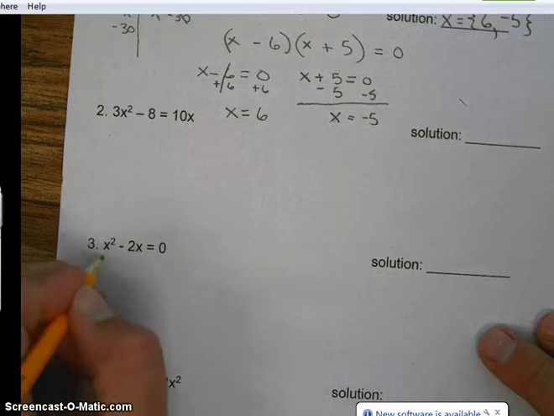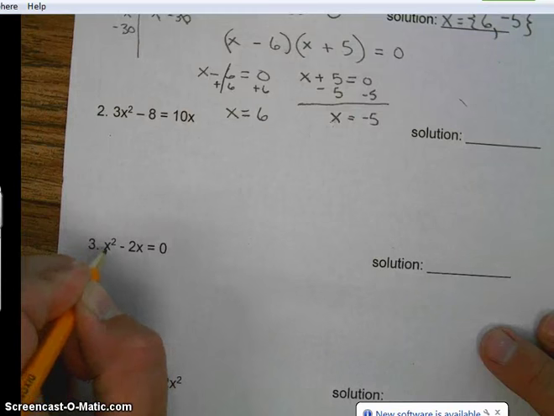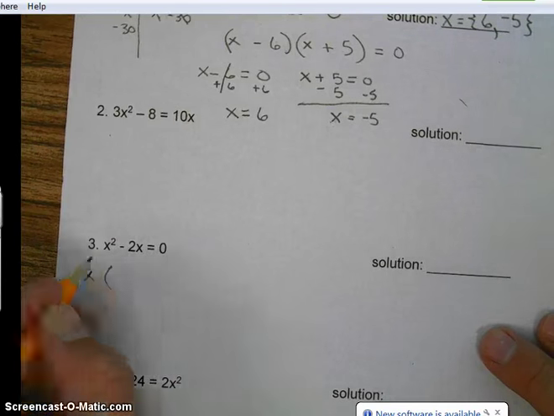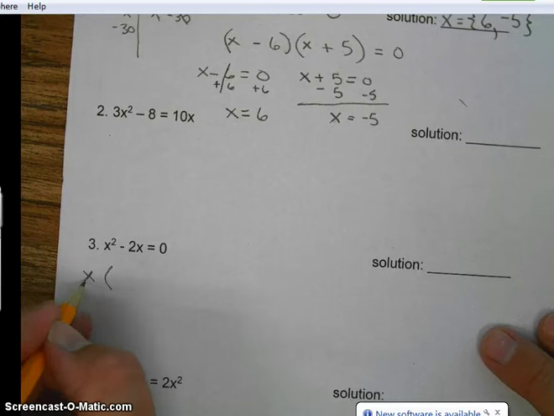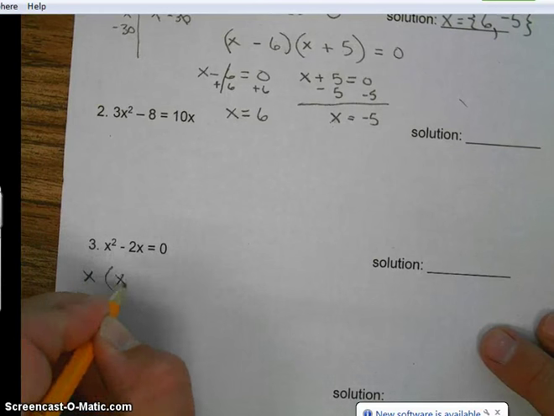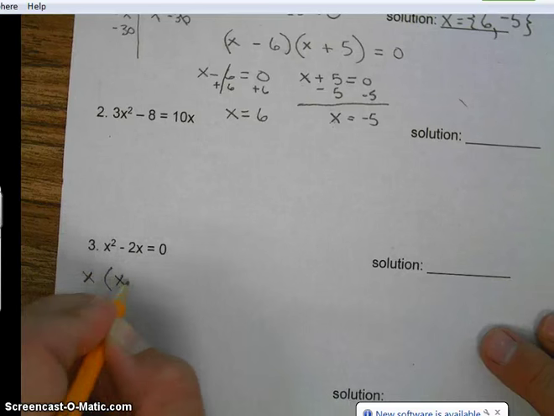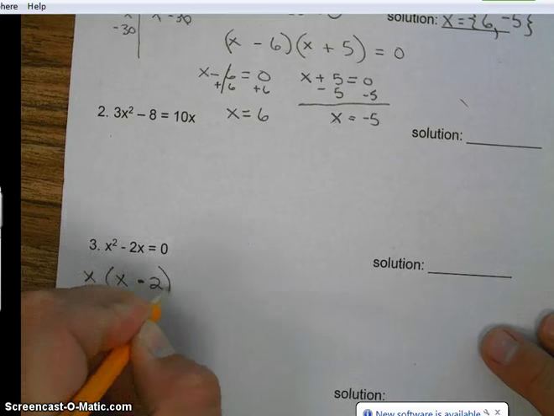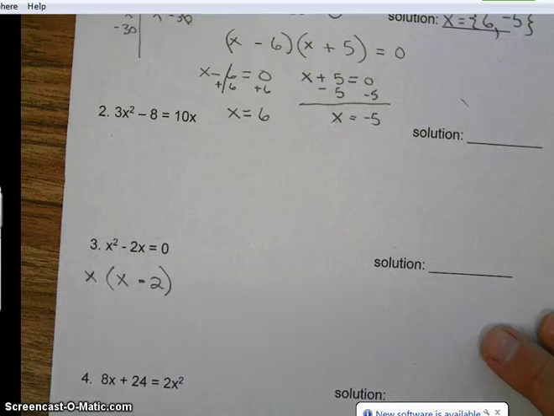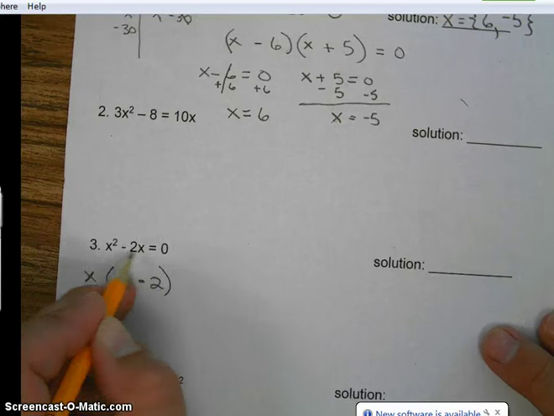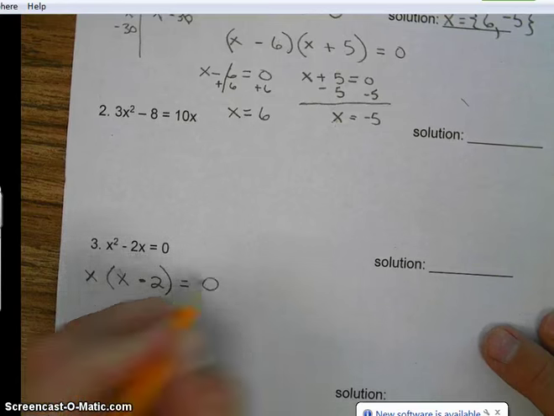So first thing I want to do is, can I factor out a common term? Hopefully you notice that there's an x in both terms, so I can factor out an x. Factoring an x out of x squared, I get x. Factoring an x out of negative 2x, we get negative 2. Okay, so if I distribute, we get x squared, we get negative 2x. So I factored it.